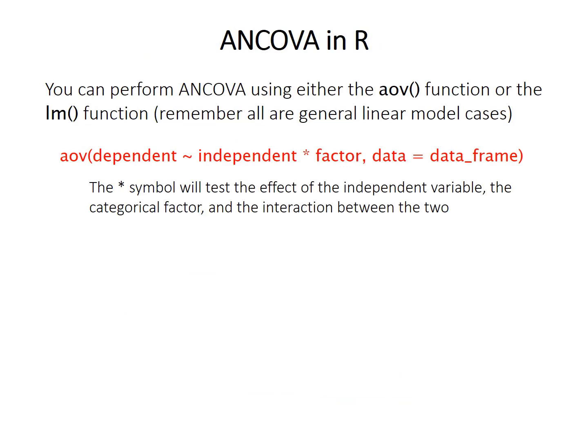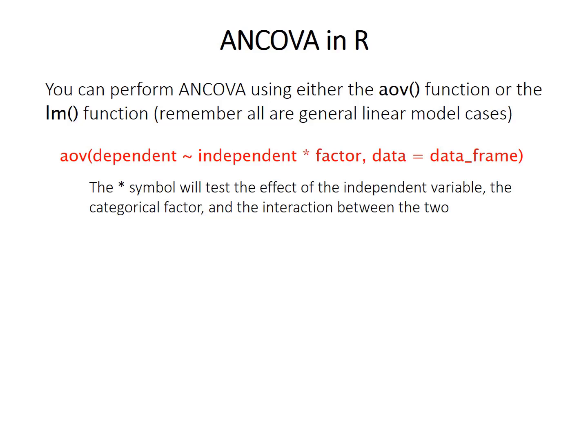Because ANCOVA, ANOVA, and linear regression are all cases of the general linear model, you can actually perform ANCOVA either with the AOV, ANOVA function, or with the LM, linear regression function. I'll illustrate the procedure here with the ANOVA function, AOV. I think it requires one less step, and it's also similar to what you've already learned for ANOVA. So the first step is to test the model that includes this interaction term. And in R, that's denoted with the multiplication symbol.